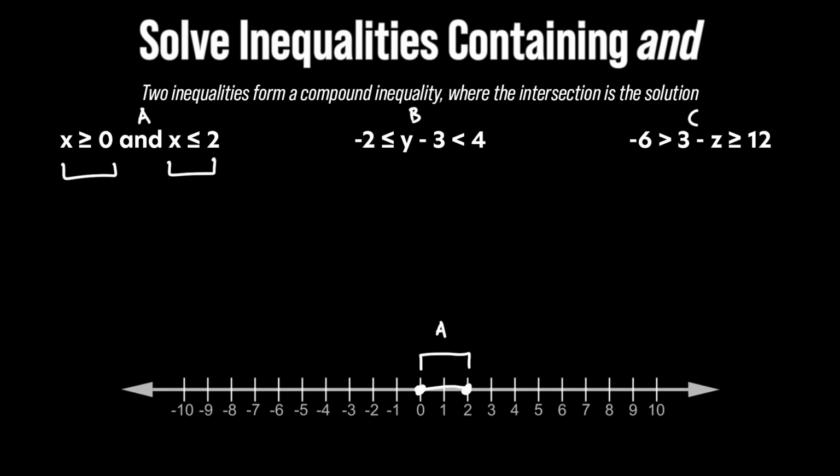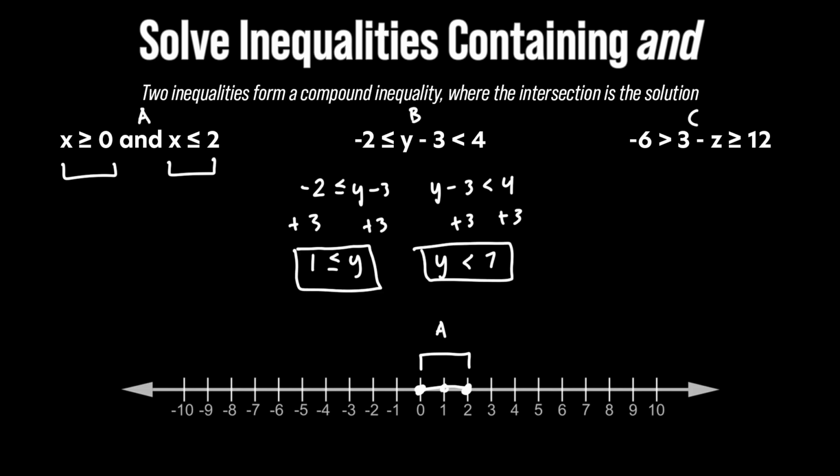B is a little more complicated because we don't have the "and" clearly explaining what the two inequalities are, but the inequalities are going to be negative 2 is less than or equal to y minus 3, and y minus 3 is less than 4. So these are going to be our two inequalities here. Now we want to isolate y. We're going to add 3 to both sides of the first one. We're going to get 1 is less than or equal to y. And for the second one, we're going to add 3 to both sides as well, and we're going to get y is less than 7.